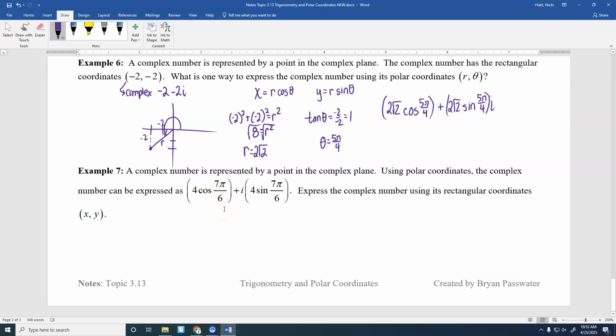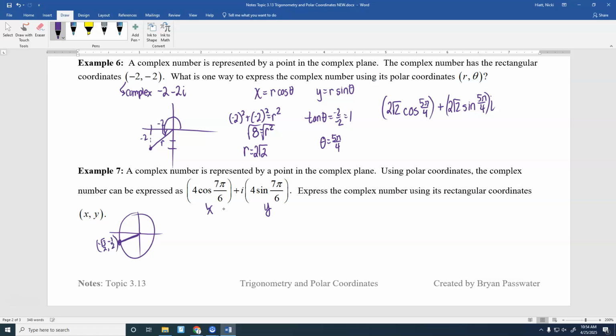Last question is sort of asking it in a different way. A complex number is represented by a point in the complex plane using polar coordinates. The complex number can be expressed as 4 cosine 7 pi over 6 plus i 4 sine 7 pi over 6. Express the complex number using its rectangular coordinates, x, y. So this part right here is your x. This part right here is your y. So basically I figure it out, right? On that unit circle, 7 pi over 6 is right here. The coordinates of that point are -√3 over 2, -1/2.